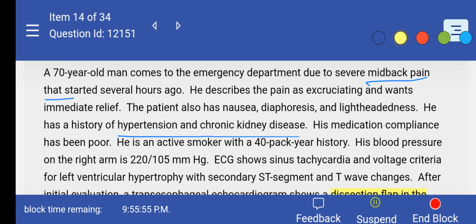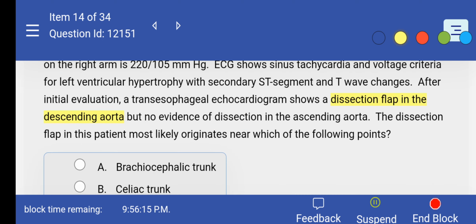His BP on the right arm is 220 by 105 mm of mercury. ECG shows sinus tachycardia and voltage criteria for left ventricular hypertrophy with secondary ST segment and T wave changes. After initial evaluation, a transesophageal echocardiogram shows dissection flap in the descending aorta, but no evidence of dissection in the ascending aorta. The dissection flap in this patient most likely originates near which of the following points?